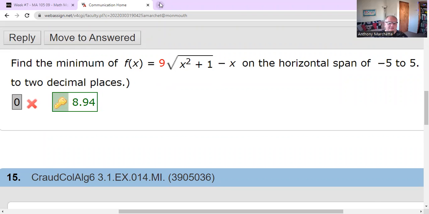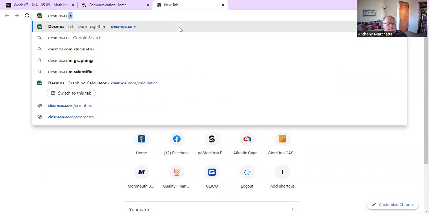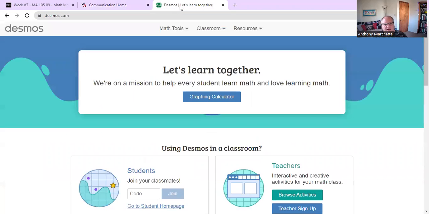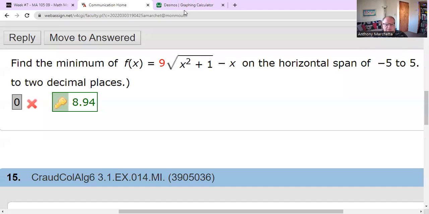So I'm going to go into Desmos again. And then in Desmos, I'm going to go ahead and take this function. It's y equals 9 times, and then I have to get a square root, and it's x squared plus 1. And then notice that this minus x is outside of the root. So make sure you're careful about that. But I want x squared plus 1 inside the root.